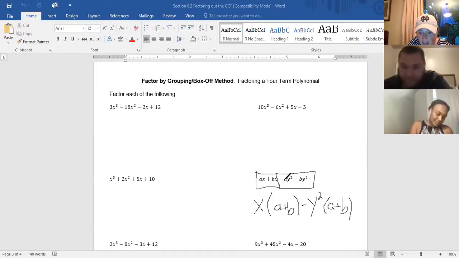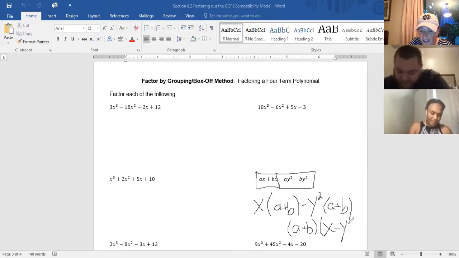Because you're looking at that and you're like, okay, I want this to be a positive A. So I'm going to pull out the minus Y squared. Yes. And then you're done, right? So what's my answer? A plus B, and then parentheses X minus Y squared. Yep. A plus B times X minus Y squared.